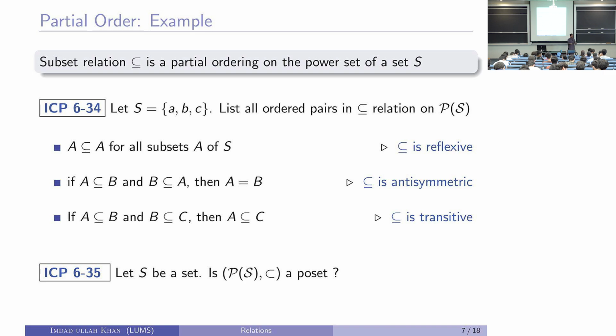And also transitivity: if A is a subset of B, anything that is in A is also in B. And B is a subset of C, meaning anything that is in B is also in C, right? So that means A is also a subset of C. So it's a transitive relation. So the power set of S together with the subset relation is a poset.